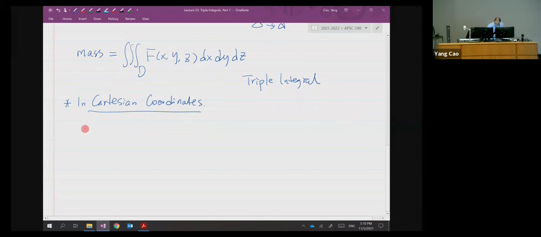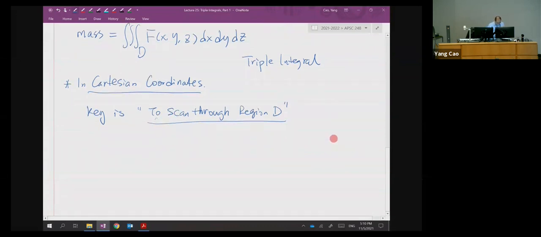The key here is to scan through region D. Remember, I had similar wording for double integrals: to scan through region R. So the key is to scan through this region, but without redundancy.